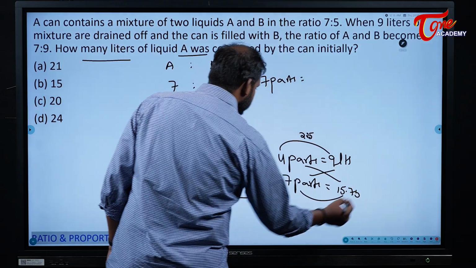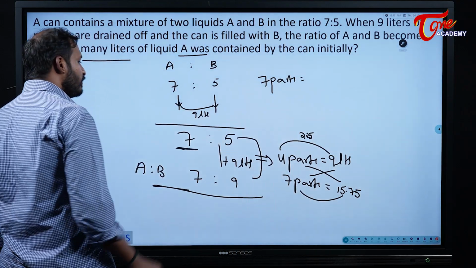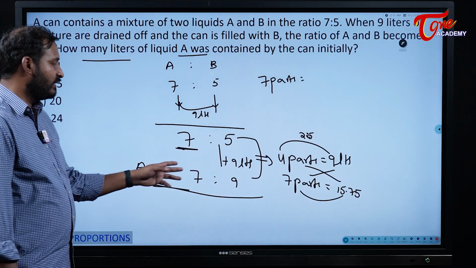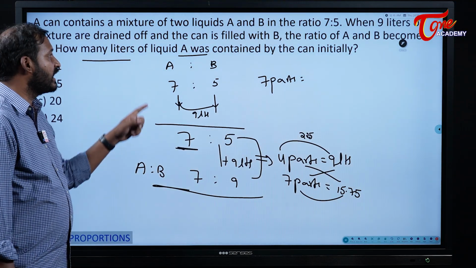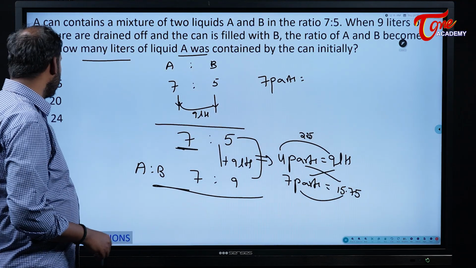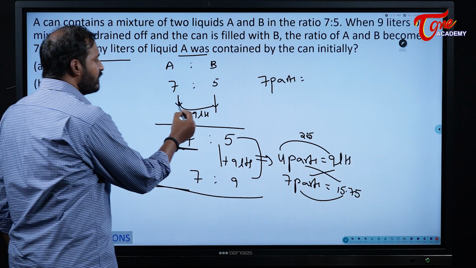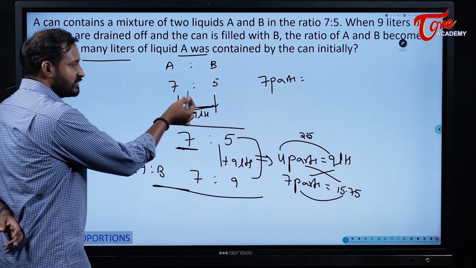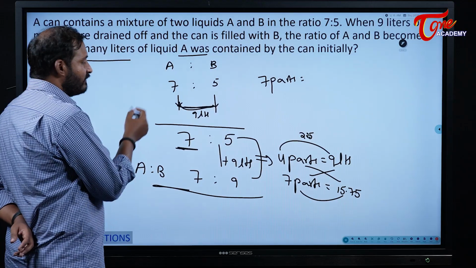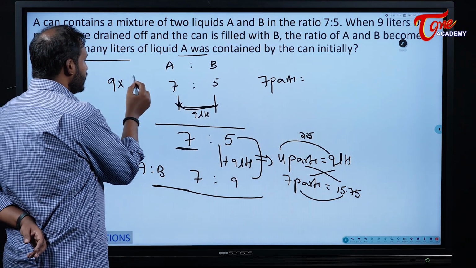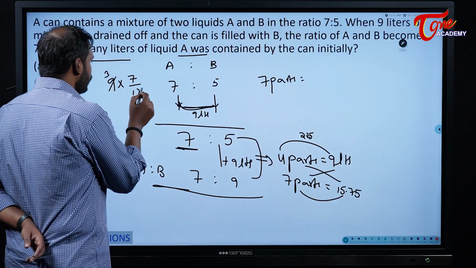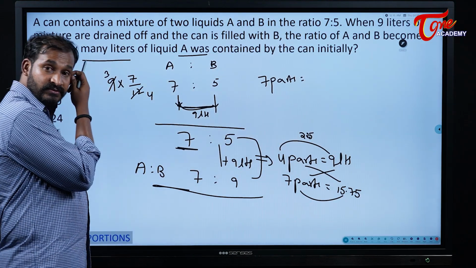But this is after removing some quantity from this one. After removing some quantity, it will become this much. But they are asking us the initial quantity. So when I draw 9 liters from this one, now tell me students, how many liters of liquid A will come out? 9 into, liquid A is 7 parts out of 12 parts, right? So 3 times and 4 times, 3 by 4.